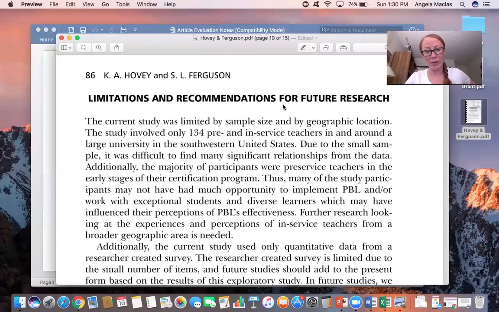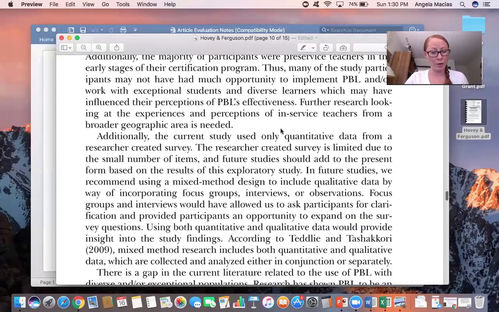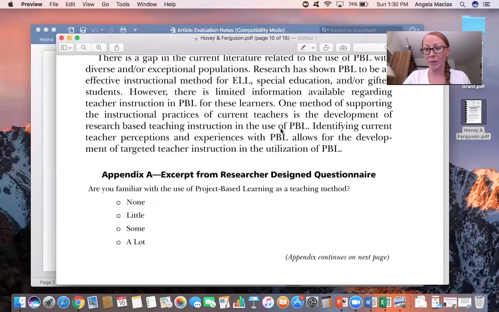But they also include recommendations for future research, which is good because we can see what other people might be doing in the future. Or if I decide that I really like this topic and I'm very interested in it, when I get into my own classroom, I could do some research on this in my own class and see if I can further this area of study.